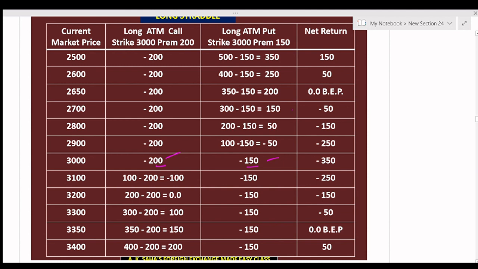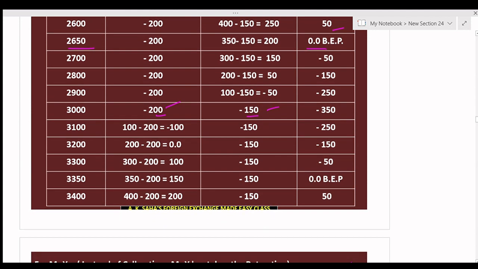If you see, the break-even point is 2650. Up to this point, the loss will come to 0, and when it crosses, the profit starts. This is on the bearish side. And on the other side, the BEP point is 3350. After it crosses, the profit will start and extend to unlimited.